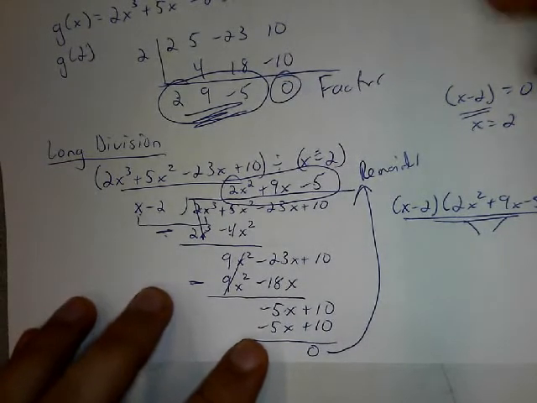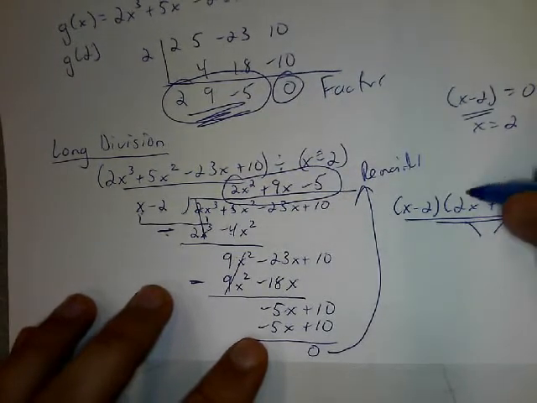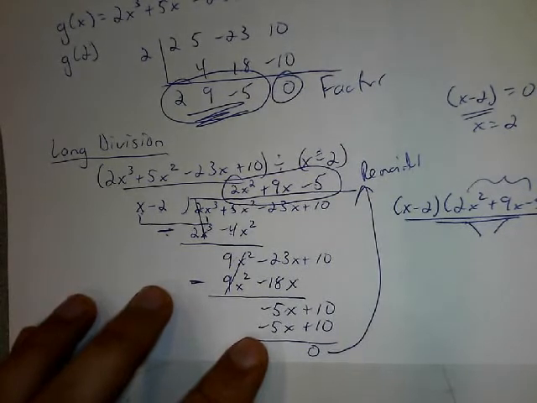But what we're doing here is starting to build a process. If we can find one factor of a cubic, we might be able to factor the rest of it and solve for all the zeros.